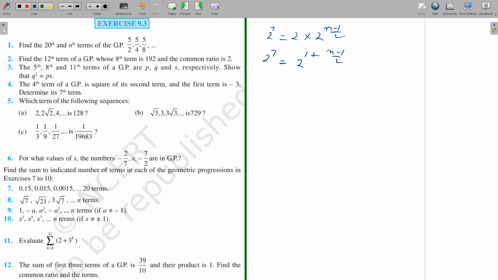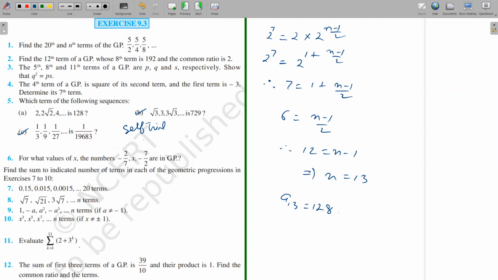And now both sides have the same base, so we can compare the exponents. Therefore we can say that 7 equal to 1 plus n minus 1 by 2. So this will give us 7 minus 1, that is 6, equal to n minus 1 by 2. Therefore we can say that 12 equal to n minus 1, or this implies n equal to 13. So we can say that the 13th term, a13, equal to 128. The same way you will be doing question number 5 part B and part C. So they both will be for self trial. You'll have to do them on your own.